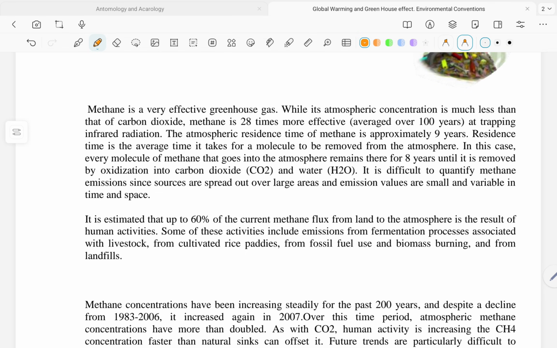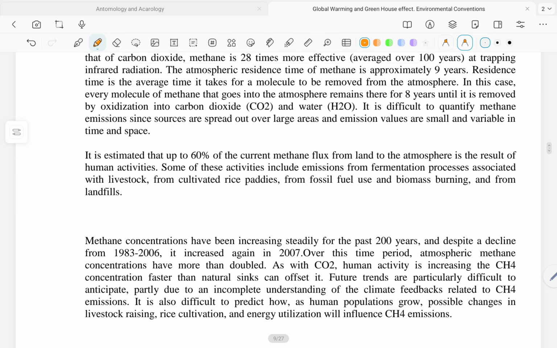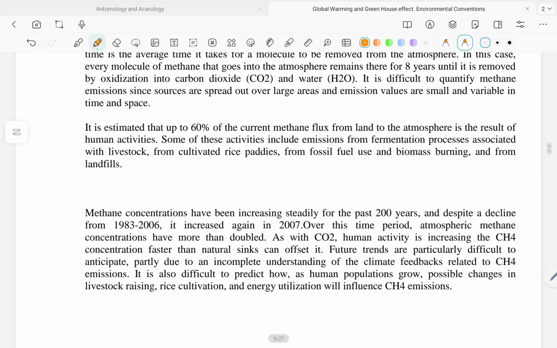It is difficult to quantify methane emissions since sources are spread out over a large area and emission values are small and variable in time and space. It is estimated that up to 60% of the current methane flux from land to the atmosphere is the result of human activities. Some of these activities include emissions from fermentation processes associated with livestock, from cultivated rice paddies, from fossil fuel use and biomass burning, and from landfills.